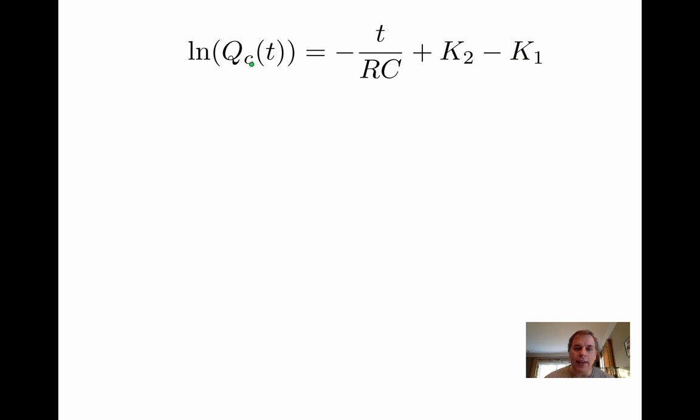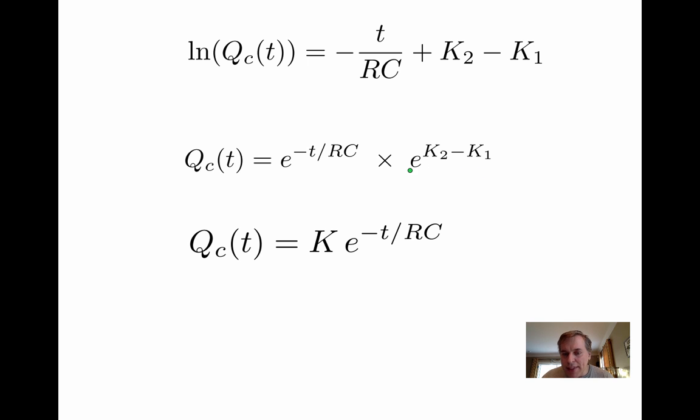Now to get Q of t, I take e to the left side equal e to the right side. So we get Q is equal to e to the minus t over RC multiplied by e to the k2 minus k1. Okay, so that's Q as a function of time. Now k2 and k1 are some arbitrary constants, and e to the some constant is just another constant. So we'll just rename this combination as capital K. And that's our charge on the positive plate of the capacitor as a function of time.